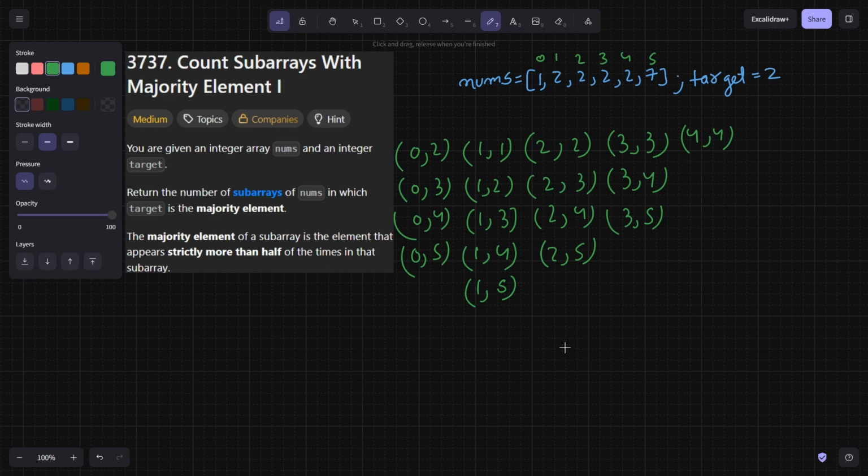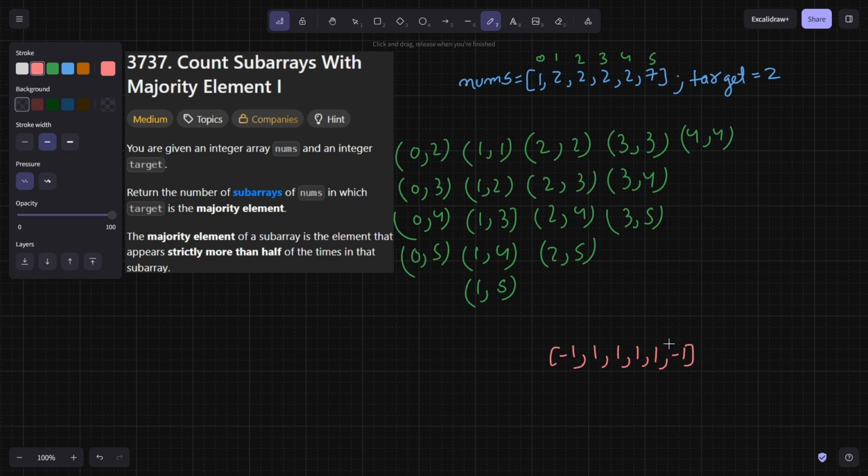For example, is 1 equal to target? No, so we can replace 1 with -1. Is 2 equal to target? Yes, so replace 2 with 1. Is 2 equal to target, is 2 equal to target, is 2 equal to target? Is 7 equal to target? No, so replace it with -1. So it's a total of n elements.